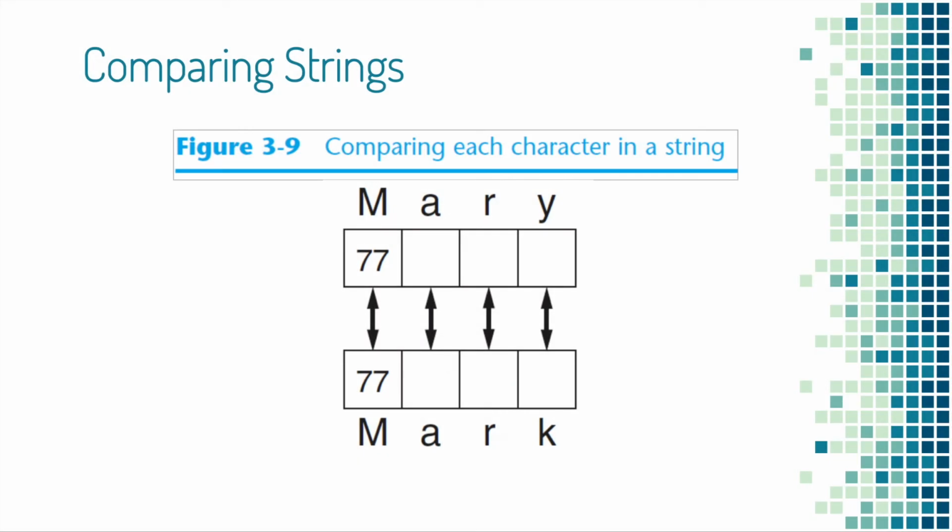So here's an example of this. Let's compare these two names. We have Mary and we have Mark. Both M's have an ASCII value of 77. So what this means is we have 77 and 77. So that's the same so far.